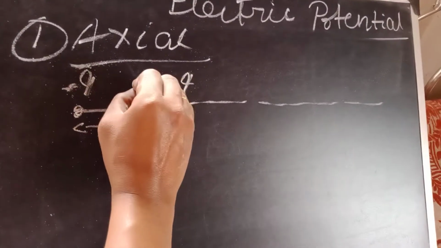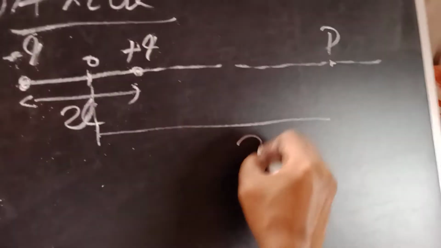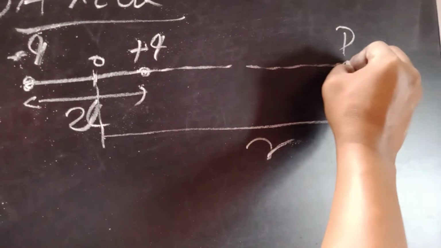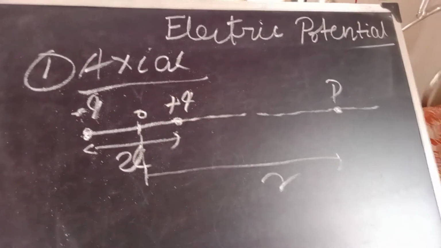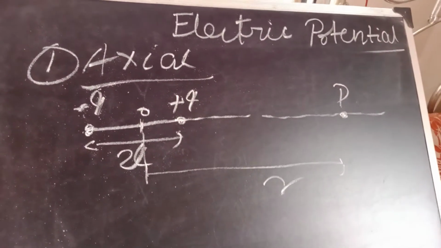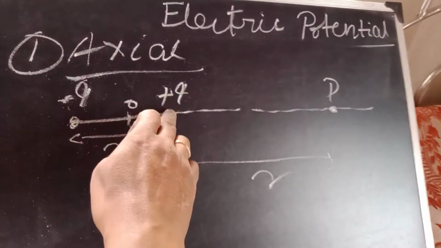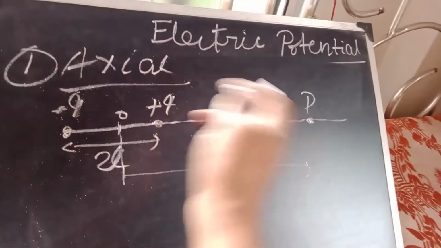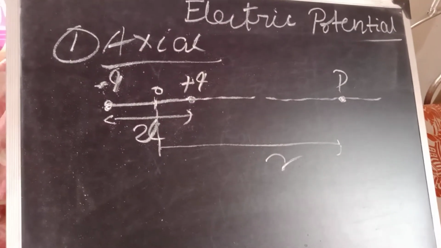Now take this middle point O. From the middle point we take a point P at distance r. So we want to calculate the potential at point P. Similarly, first of all we have to calculate the potential at point P due to plus q, and then the potential at point P due to minus q, and adding these two potentials we get the total potential at that point P.